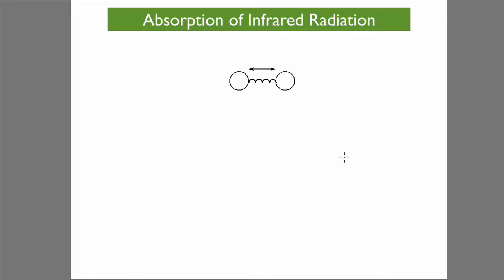The absorption of infrared radiation. You can see here that the bond is drawn a little bit like a spring, and it is a bit like a spring. They're constantly bouncing. These two atoms are moving towards each other and away from each other as they vibrate.